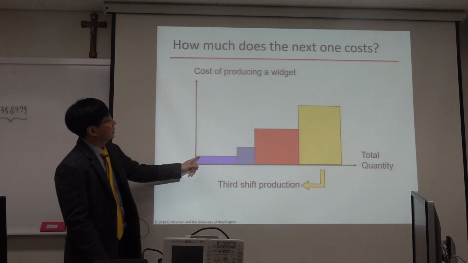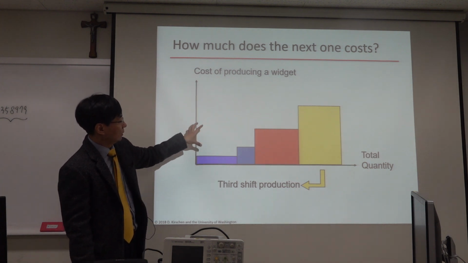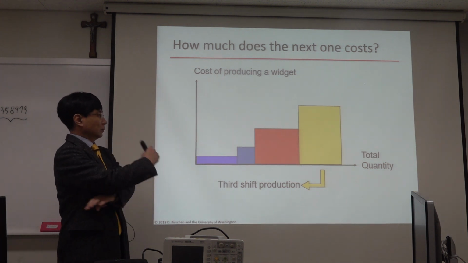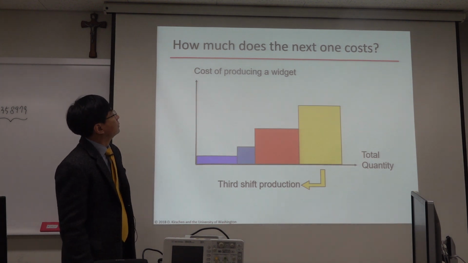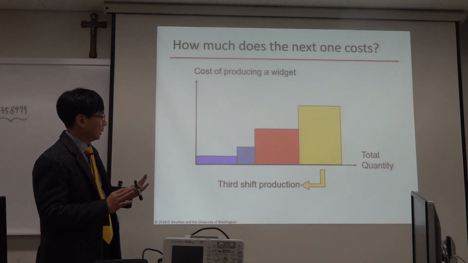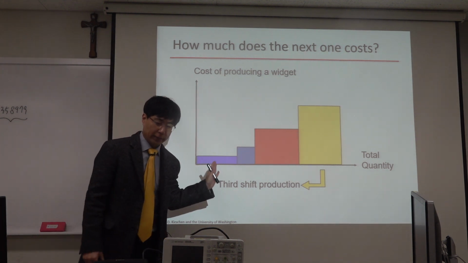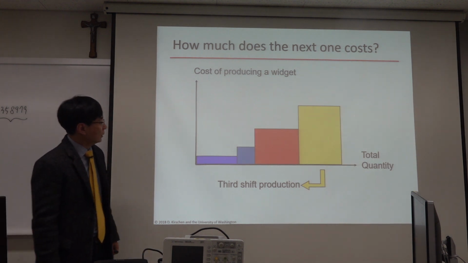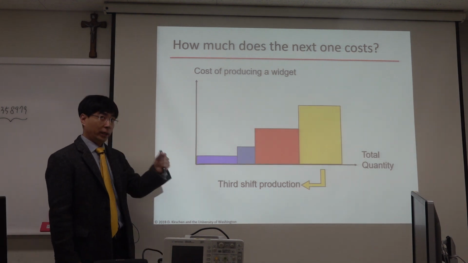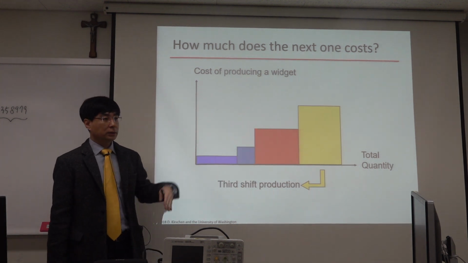So this is the marginal cost of the production. Sorry, this is just a cost function. Yeah, not marginal cost. No, this is the marginal cost. Yeah, this is marginal cost. So up to this point, the cost for each unit is this much, and after that point, the marginal cost is that much, etc.